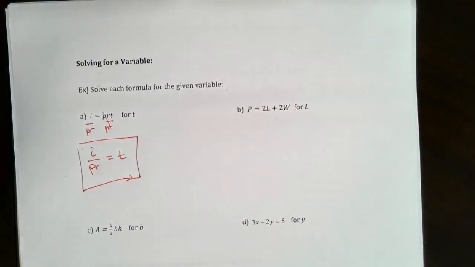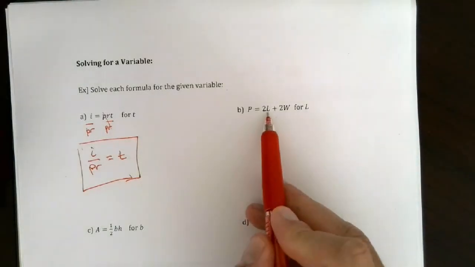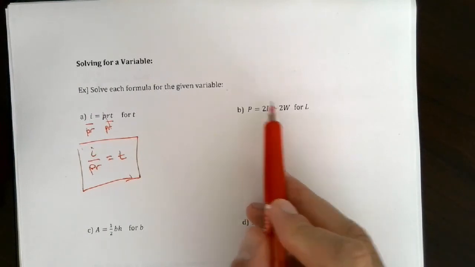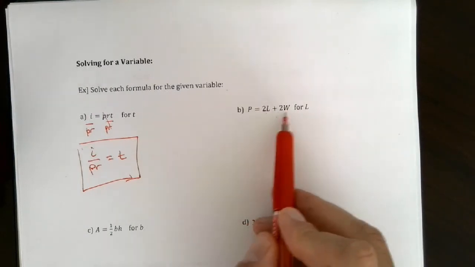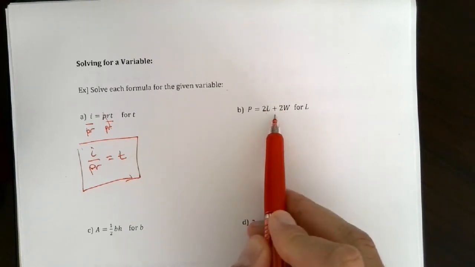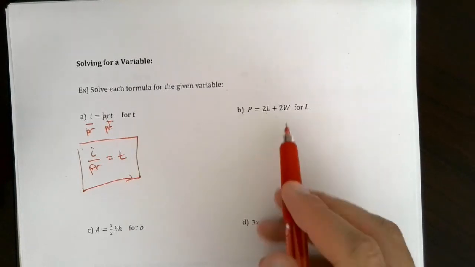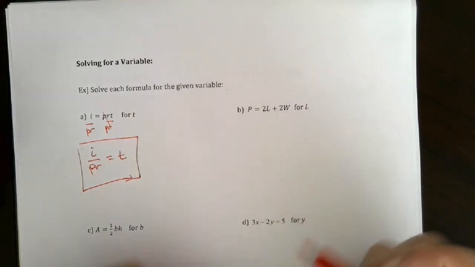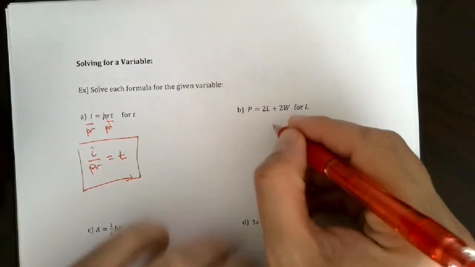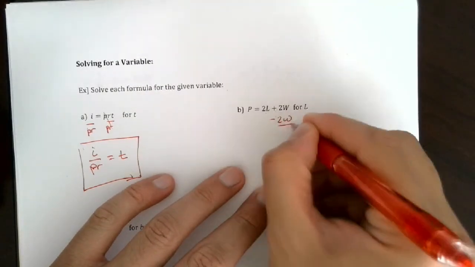The second one here, we have P equals 2L plus 2W, and we're trying to solve it for L. So I'm trying to get L by itself on one side, which means I have to move all the other terms that don't have L to the other side. So if I wanted to move this so only L's were on this right side, I want to move that 2W over. And if I have a positive 2W, right, I'm adding 2W, how do I move it to the other side? Well, I have to subtract 2W from each side.